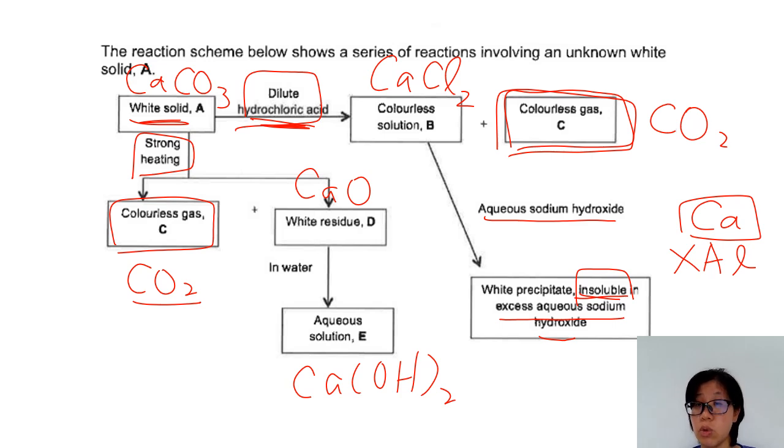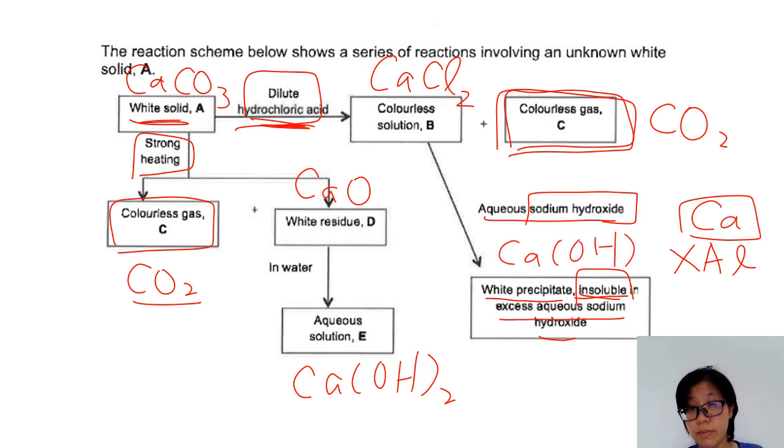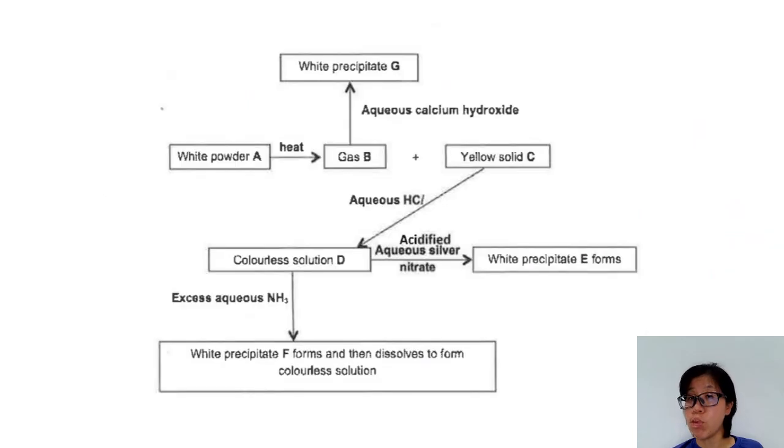Okay, the next thing that you need to know, when you add sodium hydroxide, all the PPT here will be something hydroxide. Because this is the cation calcium, this would be calcium hydroxide. So anything, when you add sodium hydroxide, in the end the PPT formed will be whatever hydroxide. All right, so this is how we do such questions. Okay, let's do more examples.